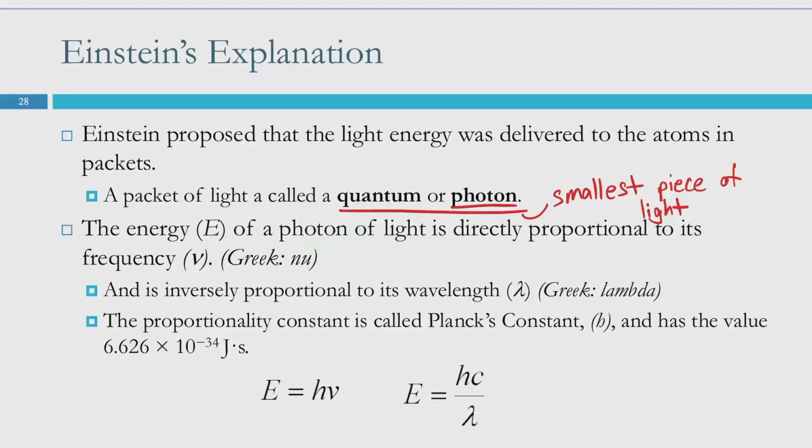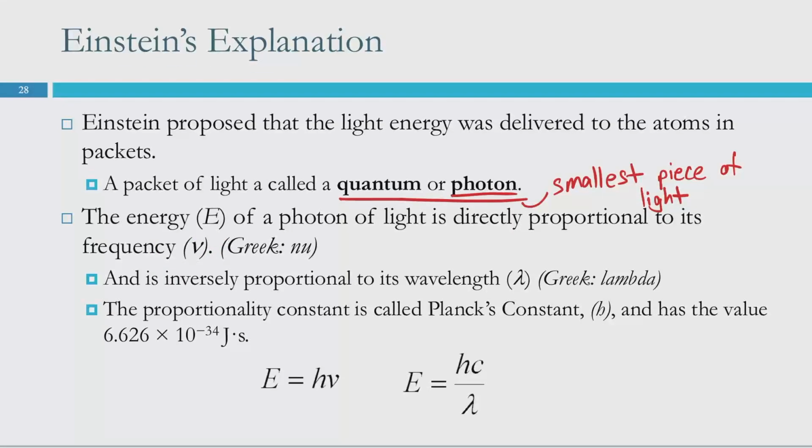So in one of these little balls of light, the energy that they contain is directly proportional to its frequency. So if you've got higher frequency, you're also going to have higher energy. It's also inversely proportional to its wavelength. So if you've got a really long wavelength, you're going to have really low energy. If you've got really short wavelength, you're going to have high energy. And there's a proportionality constant called Planck's constant. Planck's constant gets the symbol h.